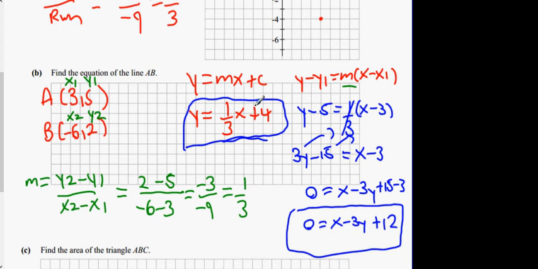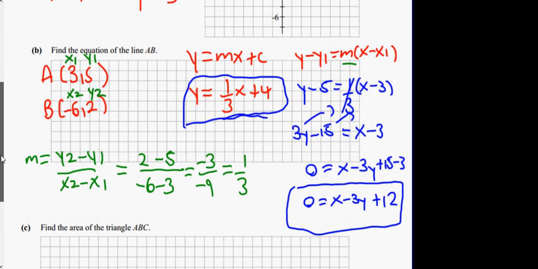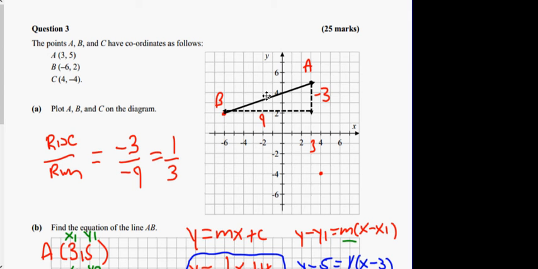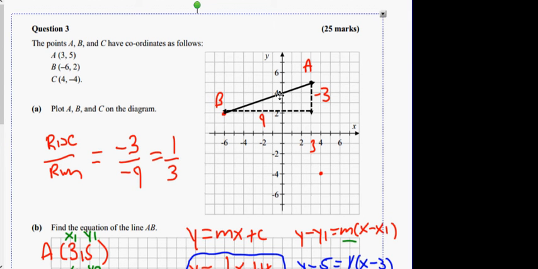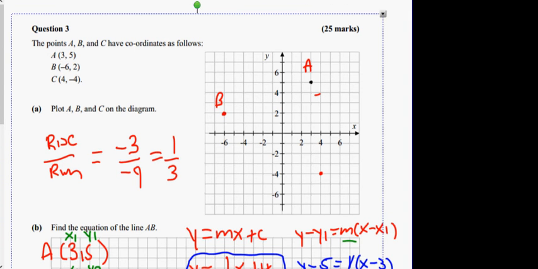Now, it goes, find the area of the triangle ABC. So to find the area of the triangle ABC, we're going to just draw out the triangle first. Now what most people forgot to do is, for the formula you're going to use, you actually have to make sure that you shift one of the points to 0, 0, and we weren't really doing that. So we have this triangle here.